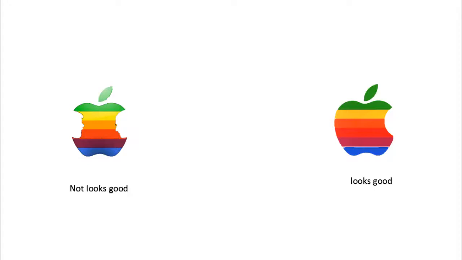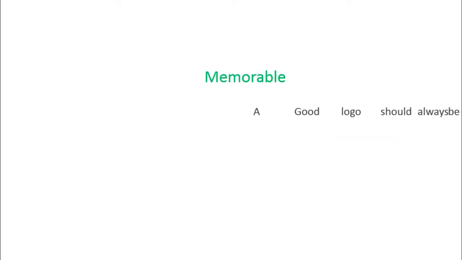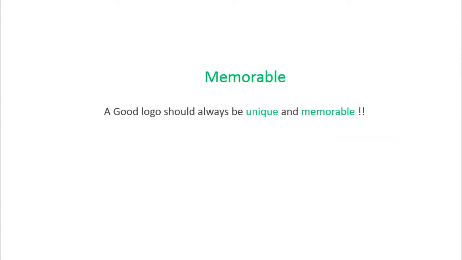So what about memorable? A good logo should always be unique and memorable. You can take the examples of Apple, Nike, McDonald's, Twitter, Udemy. Again, these logos are so unique and so memorable. Even if you grab a pencil and paper and give it to your child and say make the Apple logo, they can simply take it and easily make the Apple logo, because it's so easy, so memorable and so unique. So a good logo should always be unique and memorable.